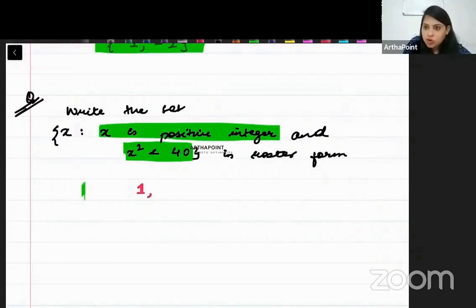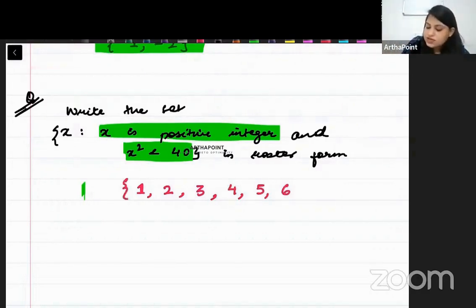2 square is 4, so 2 can come. 3 square is 9, so 3 can come. 4 square is 16, so 4 can come. 5 square is 25, 5 can come. 6 square is 36, 6 can come. 7 square is 49, 7 cannot come.